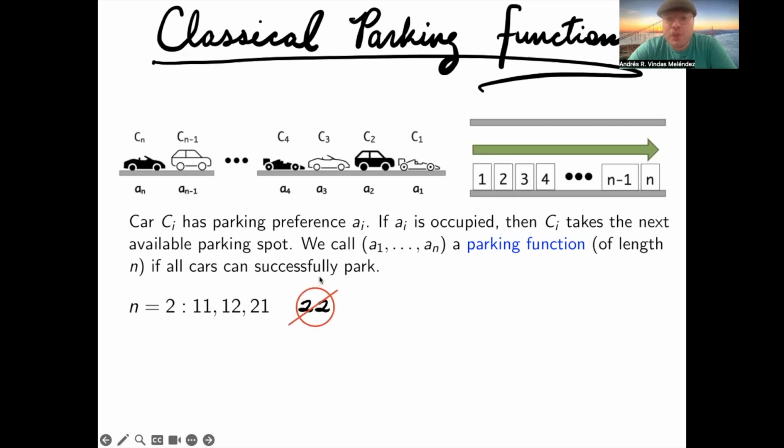But note that 2, 2 is not a parking function. Let's see why that's not the case. Car 1 has parking preference 2, so it comes in, goes to parking spot 2, sees that it's empty because it's the first car, and it parks. And car 2 also has parking preference 2, comes in, and sees that car 1 is parked in parking spot 2, but there should only be 2 available parking spots in which C2 can park, because n is equal to 2. And so it sees that the second spot is occupied, but again, this is a one-way street, so it has to leave the parking lot.